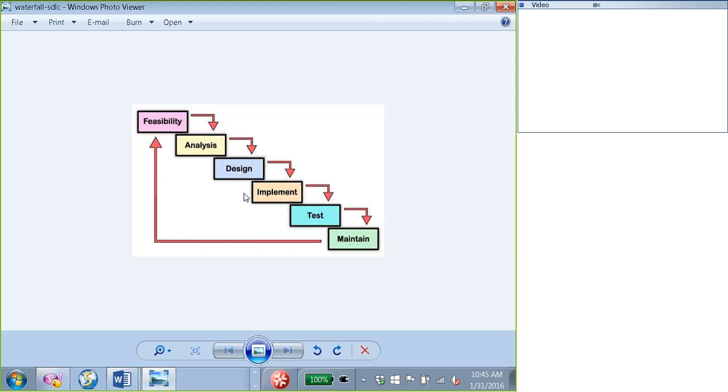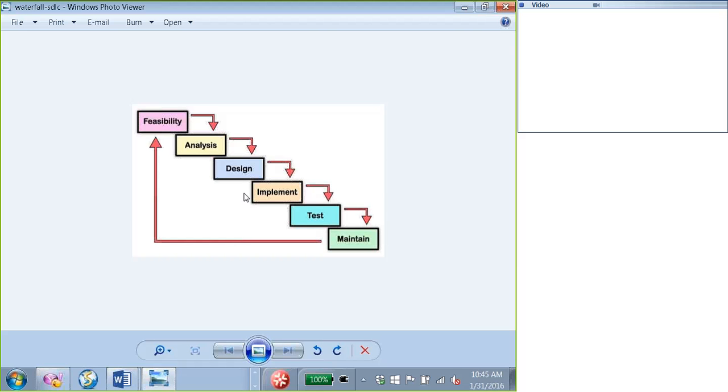Any questions on whatever we spoke so far, folks? Subhas, are there any advantages or disadvantages of this Waterfall method in SDLC?